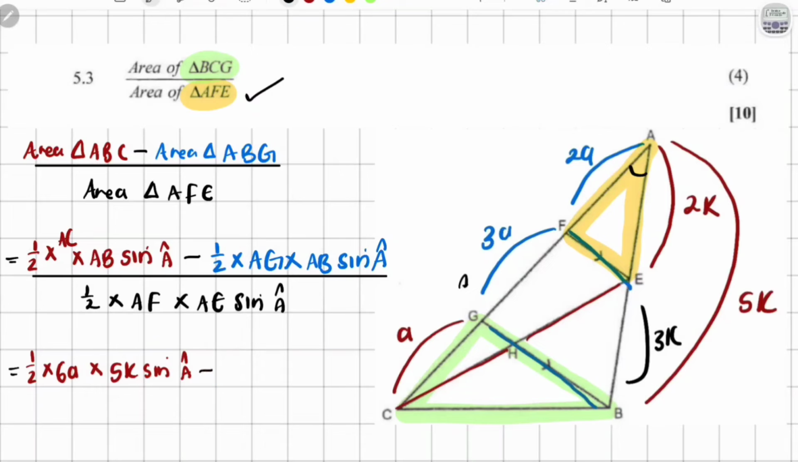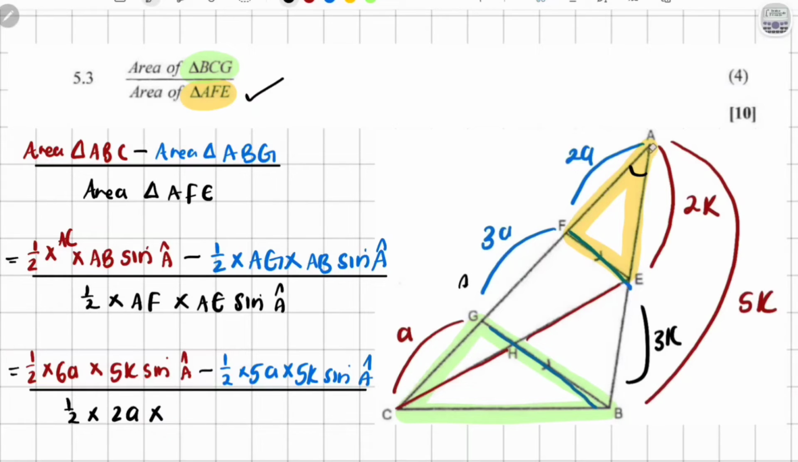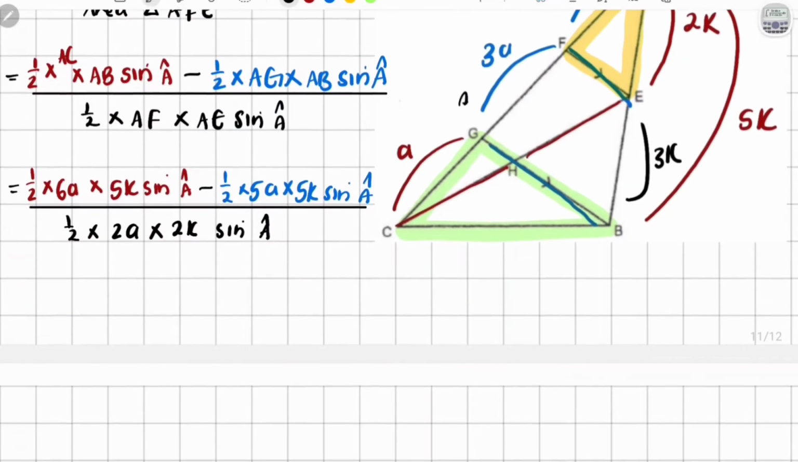Then minus, and again we have a half, times AG. AG is 2a plus 3a, which is 5a, multiplied by AB, and AB, as you can see, is 5k. Then sine of angle A over, and then a half multiplied by AF is 2a, multiplied by AE is 2k, sine again of angle A. And now it just has to do with simplifying.